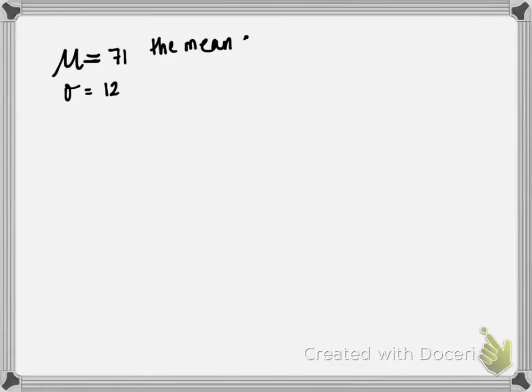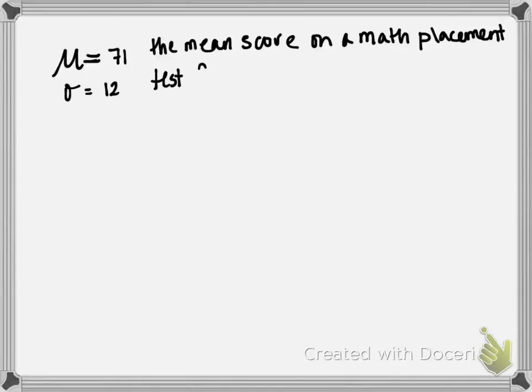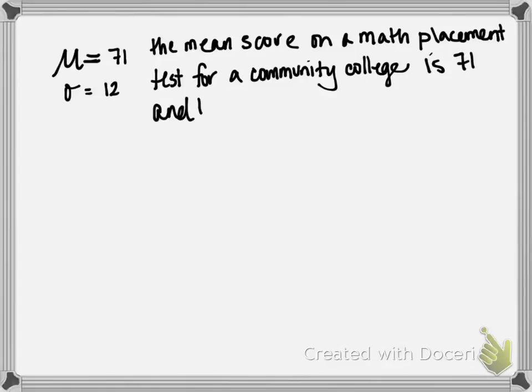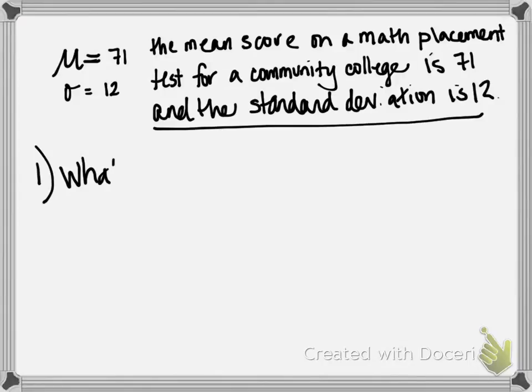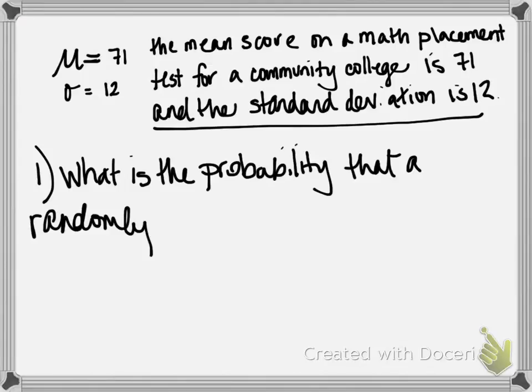Alright, suppose that there is a placement test where the mean score on the math placement test for a certain community college is 71 and the standard deviation is 12. We'll assume that the scores on this math placement test are approximately normally distributed. And the first question is, what's the probability that a randomly selected student scores above a 90?